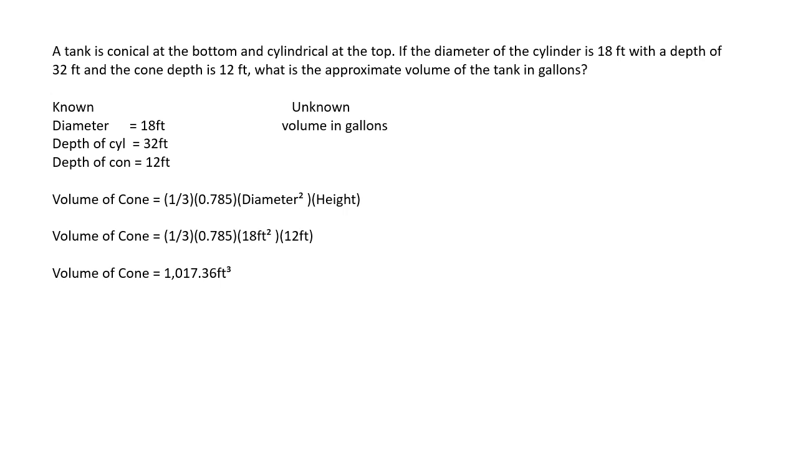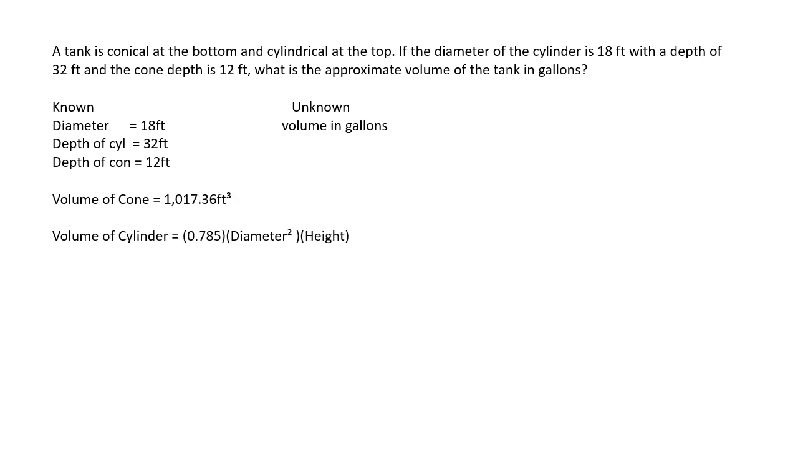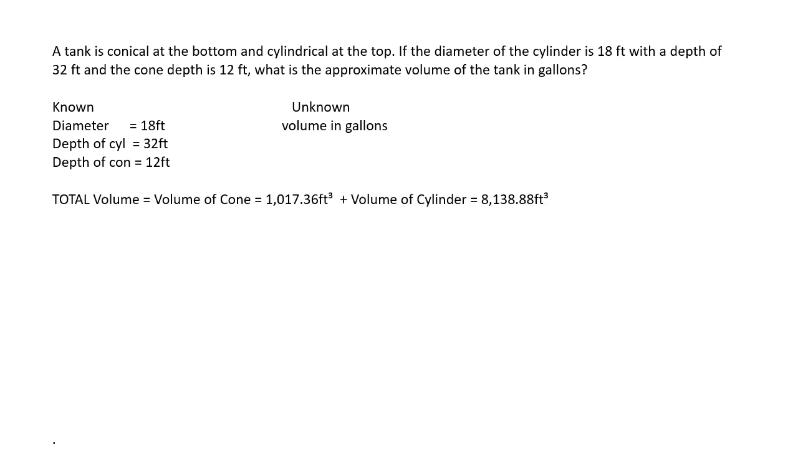So we have the volume of the cone. Now we're going to solve for the volume of the cylinder. The volume of the cylinder is 0.785 times diameter squared times the height. Everything's already in feet. So you had a diameter of 18 feet squared times the depth of the cylinder, 32 feet, times 0.785. And the volume of the cylinder is 8,138.88 cubic feet. So now we have the volume of both the cone and the cylinder. What we're going to do is add those together to get the total volume.